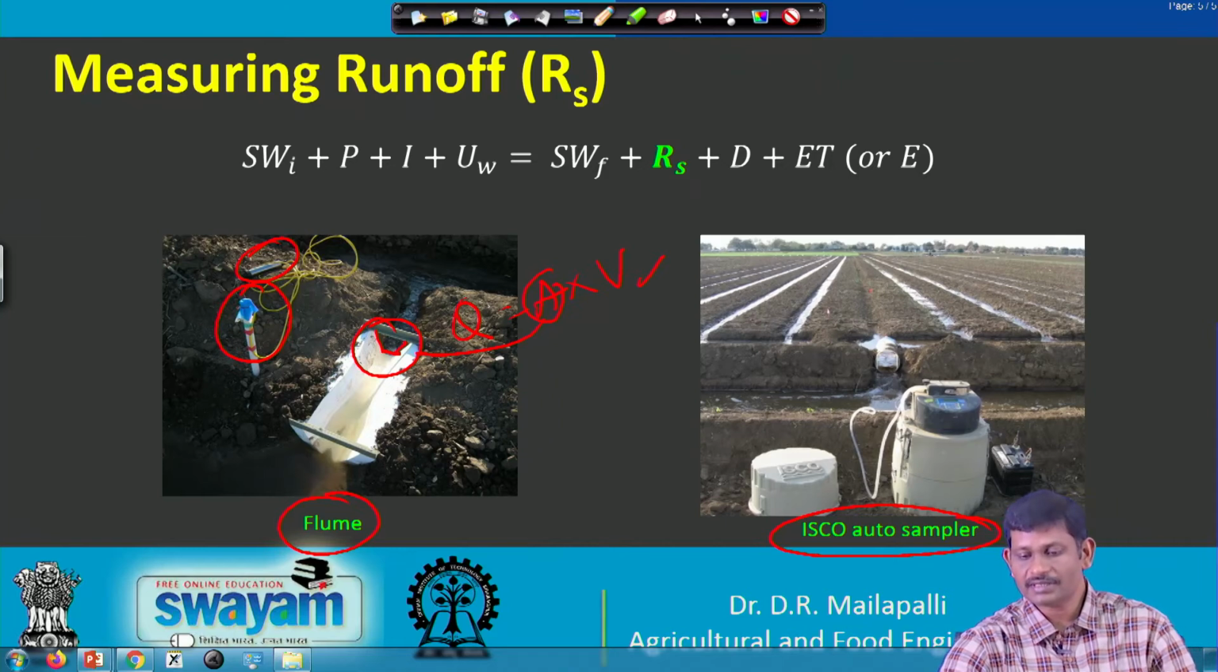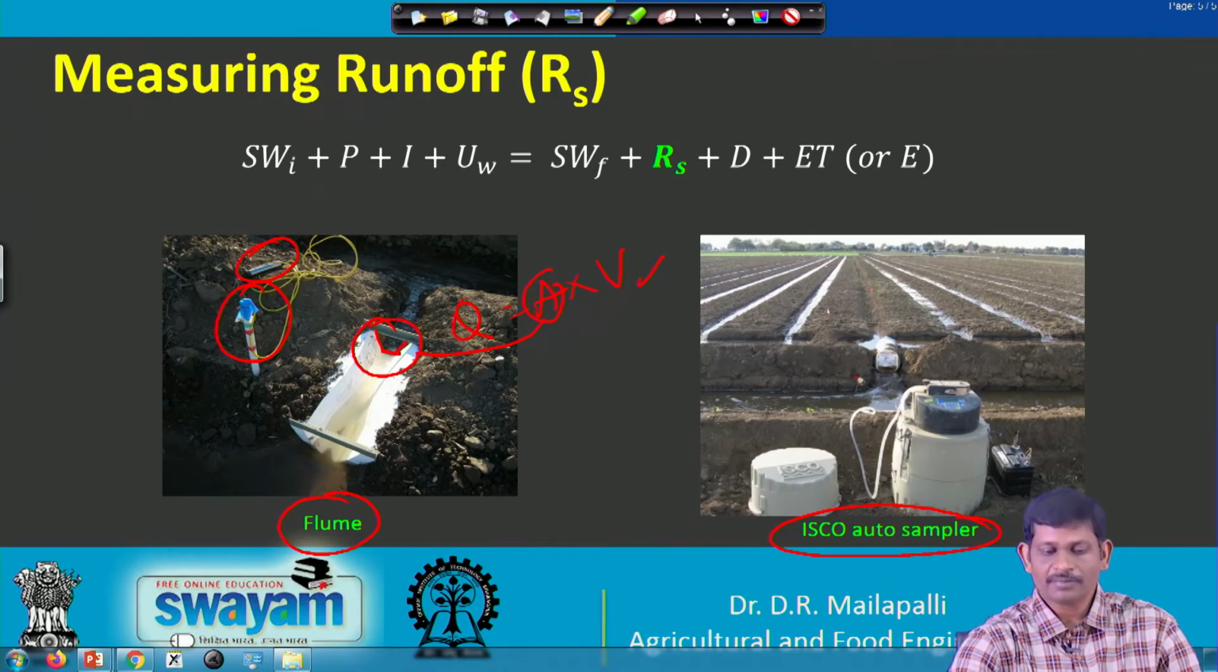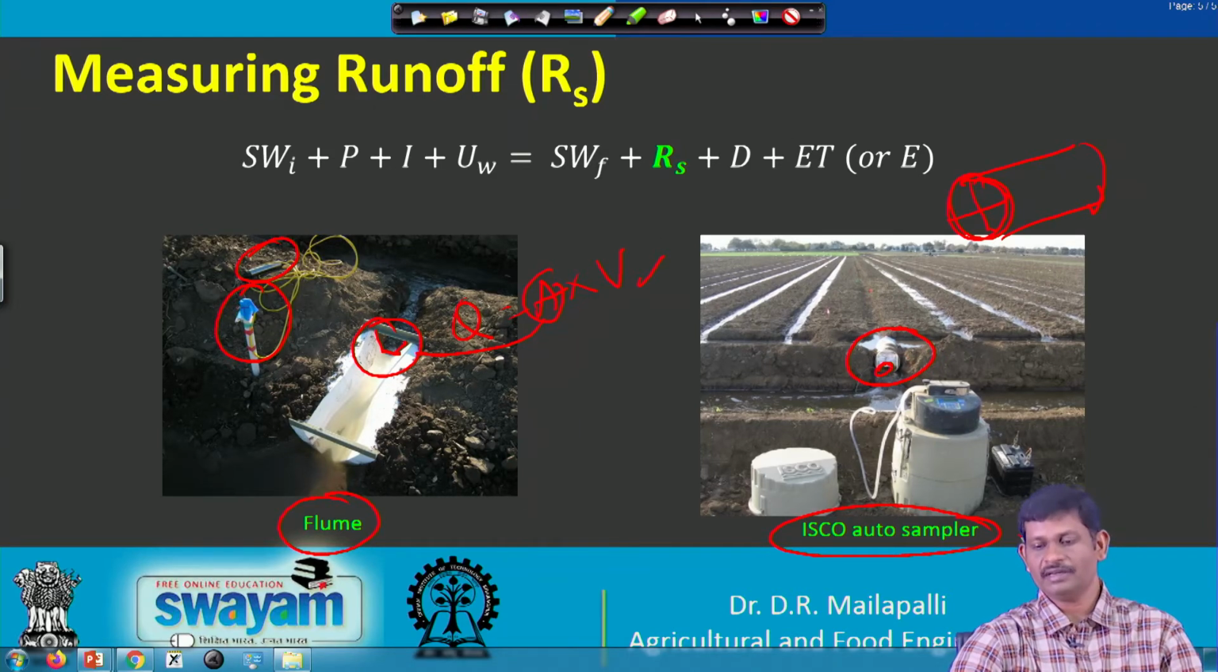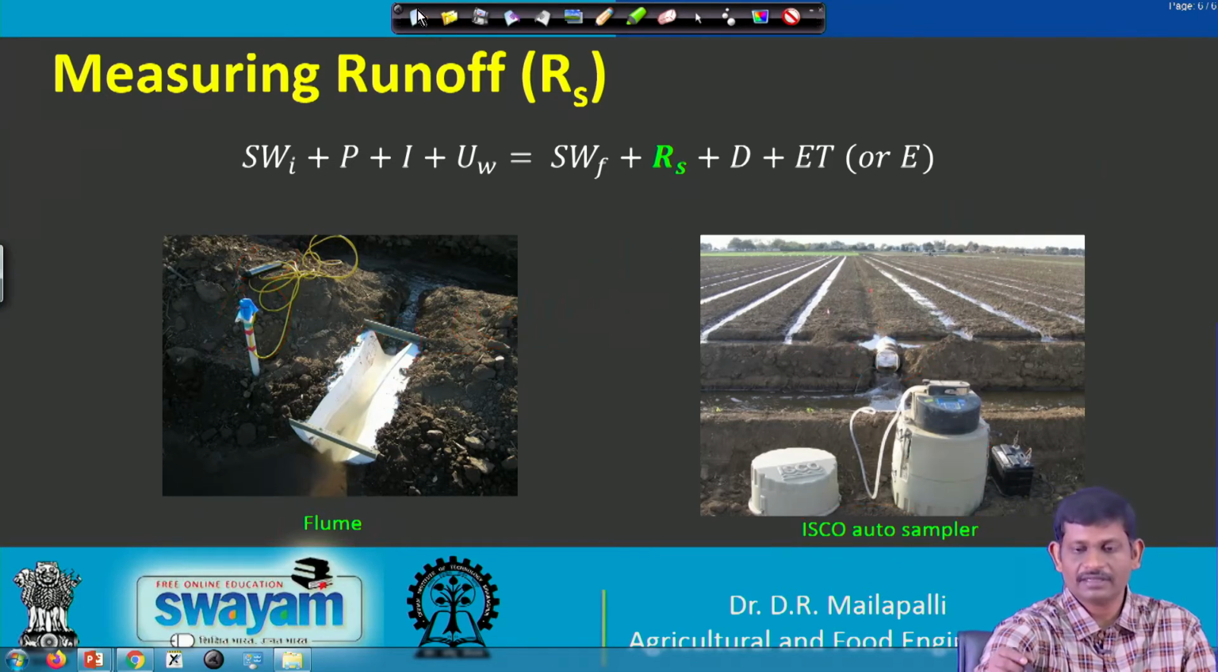Okay, so here there is a special kind of ISCO sampler. The ISCO sampler also works on the same principle. So, here the runoff will be collected through a pipe. We will be knowing the pipe dimensions, and then there is a velocity sensor as well as a depth sensor. So, that will give the velocity and depth, and correspondingly the discharge will be calculated. The special provision here we have is, if you go to the next slide.